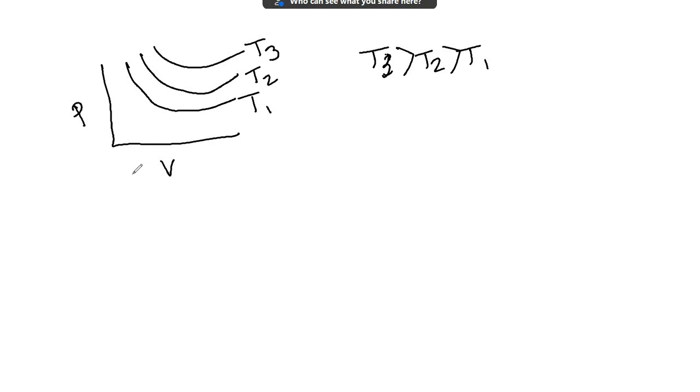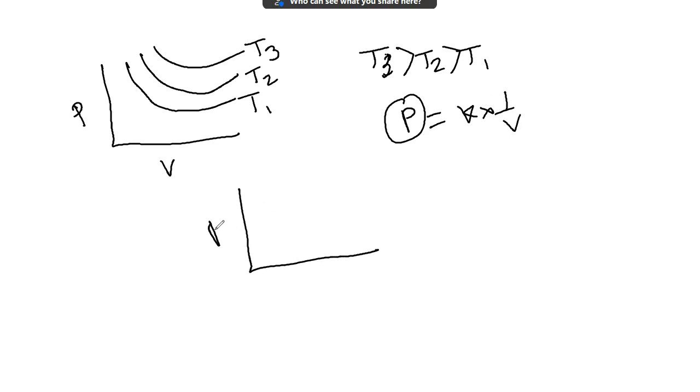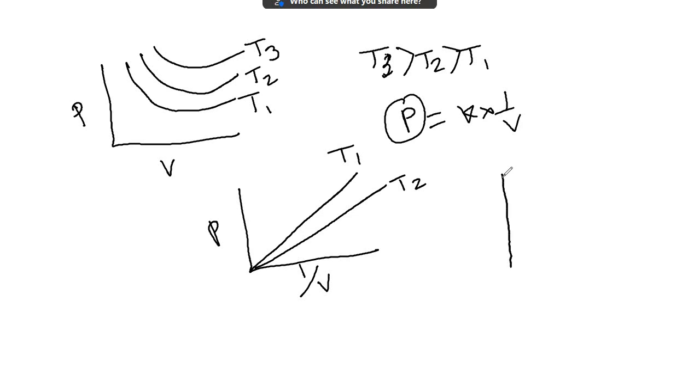This is one of the graphs, P versus V. We know P is equal to K by V. When P is plotted against 1 by V, it will be a straight line passing through the origin. Suppose it is at a temperature T1 and this one is at a temperature T2. Now, suppose I make a graph this way, P versus T.